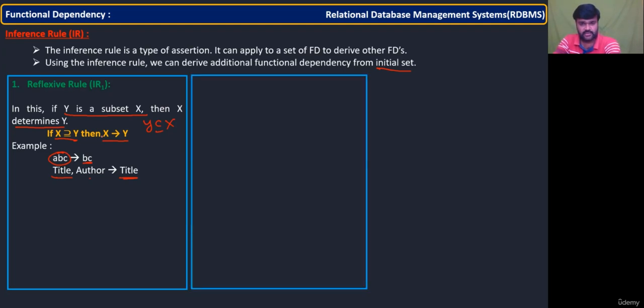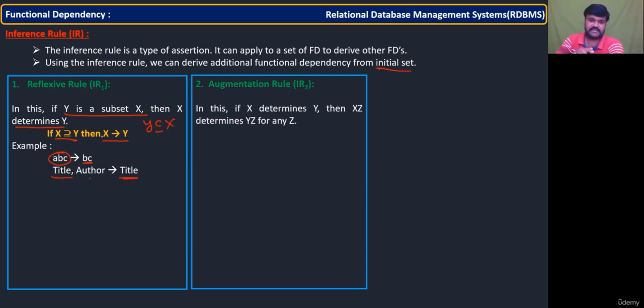Then another inference rule is the augmentation rule. This is important, and in many places we can use it. What is this augmentation rule? In this, if X determines Y, then XZ determines YZ for any Z. You take any other attribute in the relation, assume that is Z. If you add it on both sides, the LHS side and the RHS side, that is also going to become a valid FD.